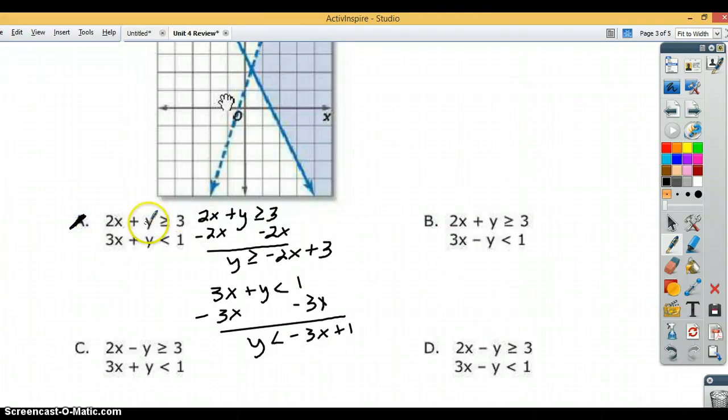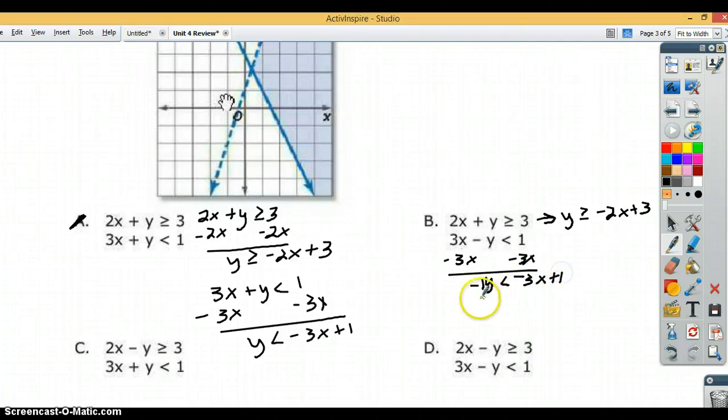Now what you should notice is all these are very similar. So this one is the same as that one. So we're going to keep that. So y is greater than or equal to negative 2x plus 3. This one's a little different from this one because of the minus. So we're going to subtract 3x from both sides. That gives us negative 1y is less than negative 3x plus 1. Divide by negative 1, and we get y is greater than 3x minus 1. So we're going to replace it with this one.